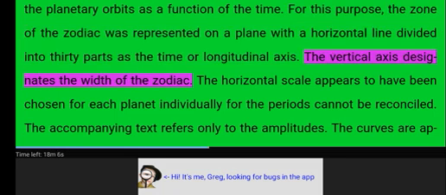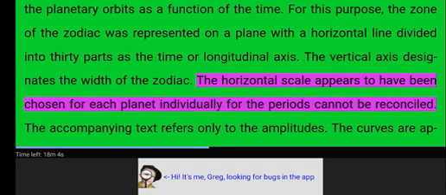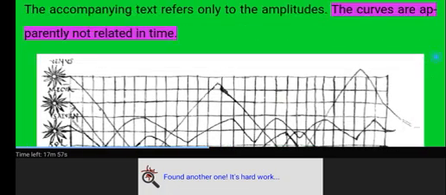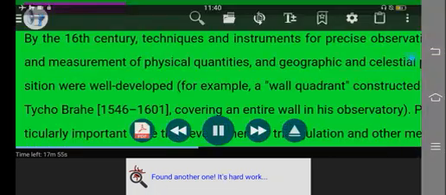The vertical axis designates the width of the zodiac. The horizontal scale appears to have been chosen for each planet individually, for the periods cannot be reconciled. The accompanying text refers only to the amplitudes. The curves are apparently not related in time. Planetary movements.